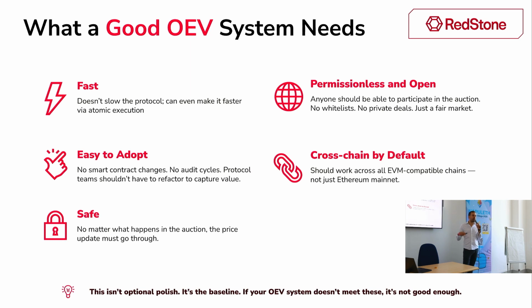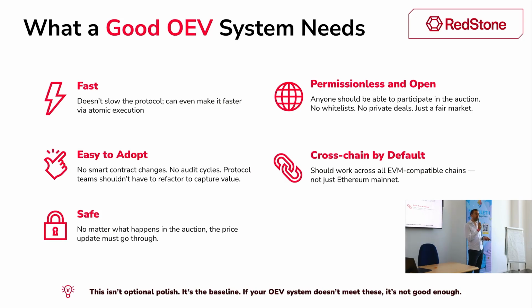Then it needs to be permissionless and it needs to be open. And this is a very important thing because at the end of the day, I still like to believe that this is the reason why we're all here. We started this whole crypto thing because we didn't want to have permission systems. We didn't want to trust central entities. And we wanted our OEV solution to be the same. We wanted our OEV solution to be open and as permissionless as it can possibly be.